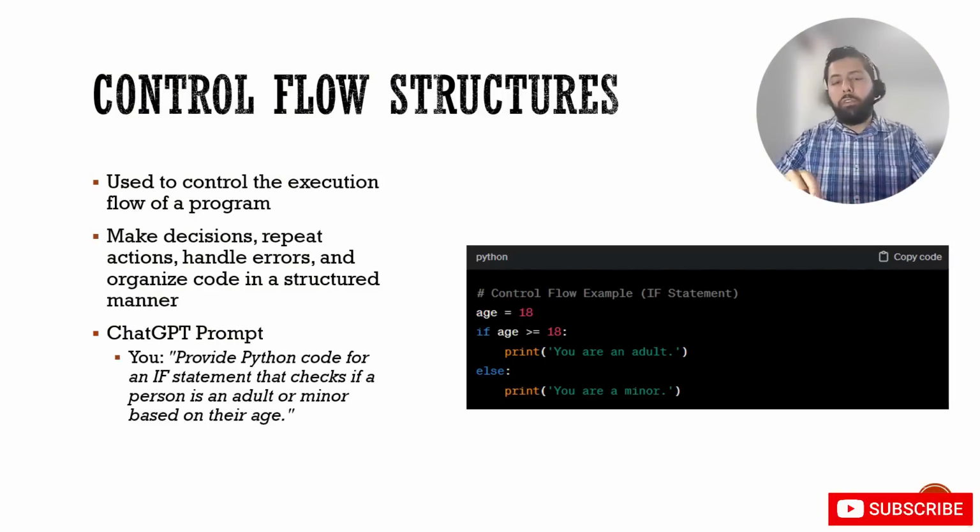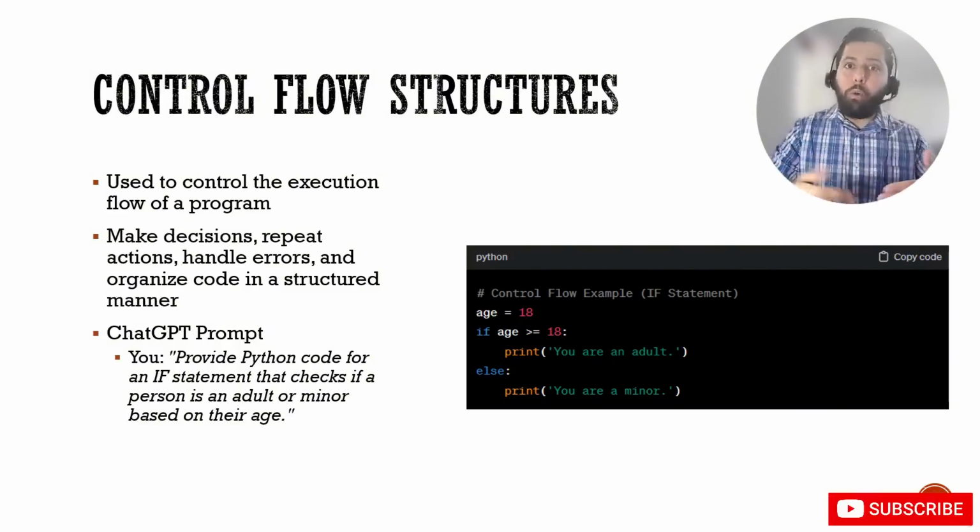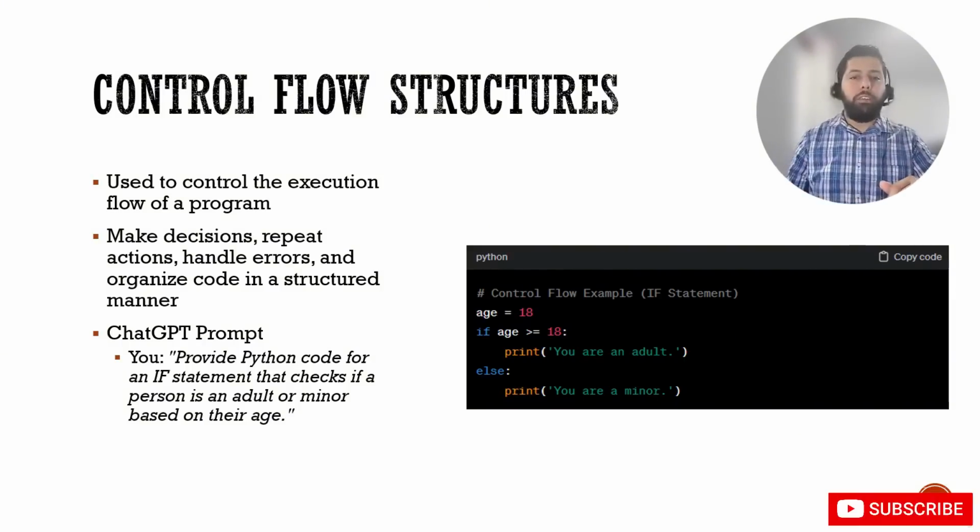Okay, now with control flow structures, they are used to control the execution flow of a program. Obviously, that's exactly as they sound. They help make decisions. They repeat code. So they repeat certain actions based on conditions. They handle errors, which is a really neat feature. So if an error occurs, they can go back and revise or fix it or run it again. So all of that happens with control flow, or they can output a certain error, or a list of errors, and they can also organize code in a structured manner. They're really good at doing that.